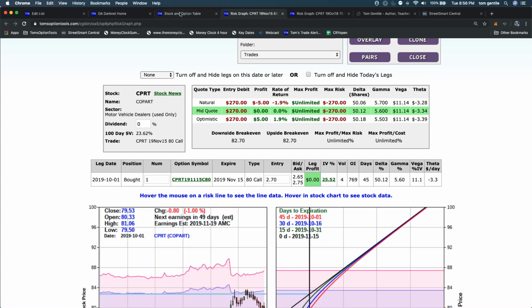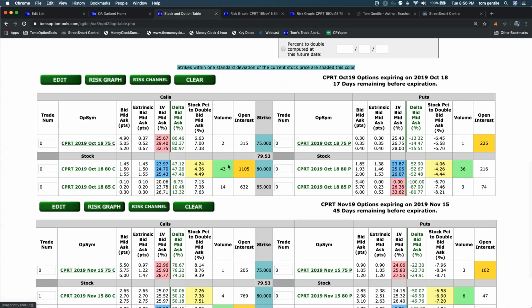Let's go back and look at the option tables, and you can see here this one had the most volume and the most open interest, the October 80s. Look at those OC 75s. They were just two volume and 315 open interest. But it's the bid and the offer that tell me there's something out there to be filled. All right.